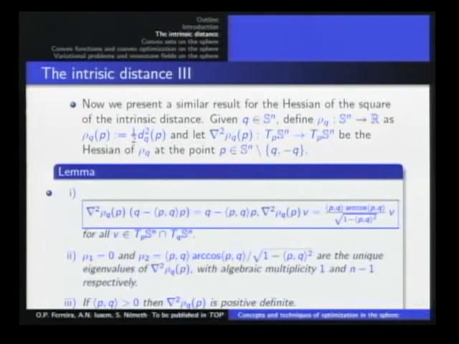Okay, here I have the similar result for the Hessian of the square of the intrinsic distance. And again, I have only two eigenvalues, with multiplicity 1 and n minus 1. And again, if P and Q form an acute angle, the Hessian of the square of the distance is positive definite. If they form an obtuse angle, not anymore, because if you have a negative definite matrix, the square is not negative definite, but it's not positive definite either. So let's say nothing can be said in general.